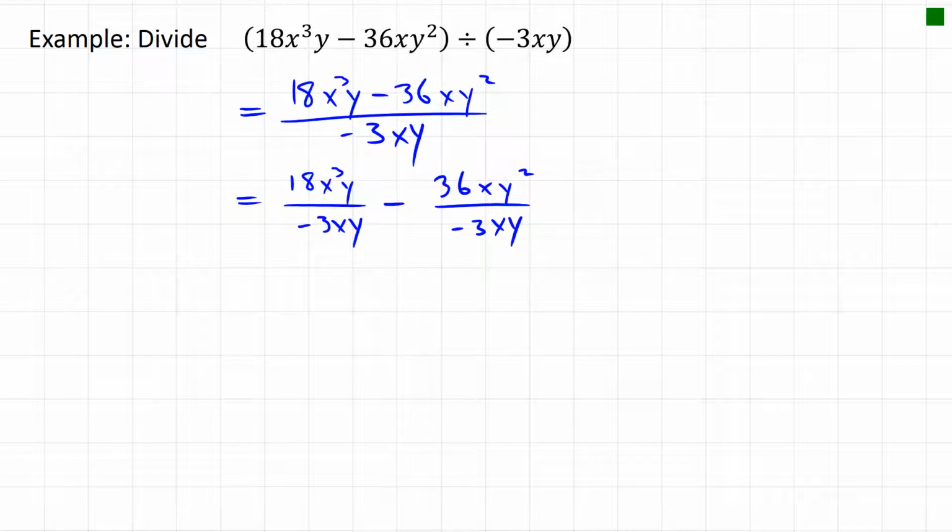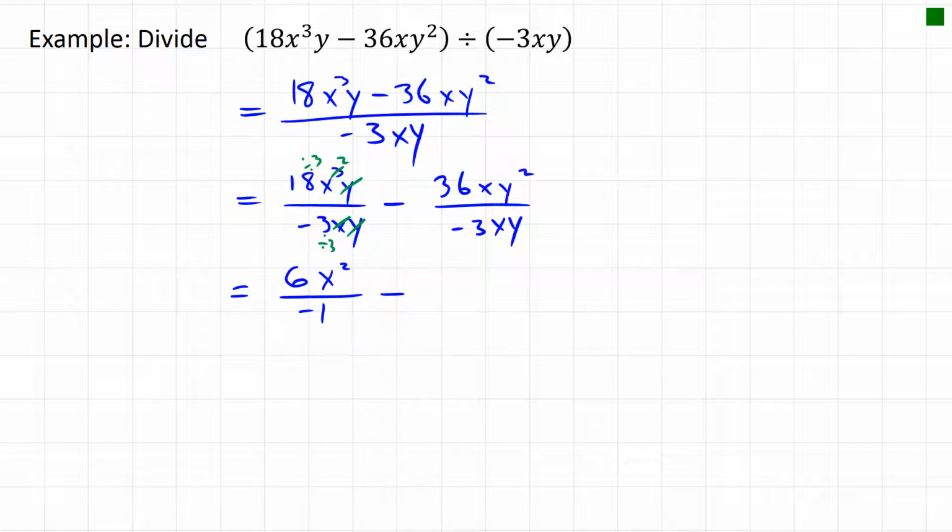And now we go to our simplification. Each of these can be divided by negative 3. The x on the bottom cancels out with the x on top, the y's cancel, and I'm left with 6x squared over negative 1. Now we're going to rewrite this in just a second, but let's continue on.